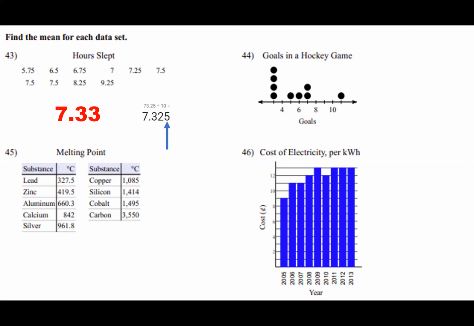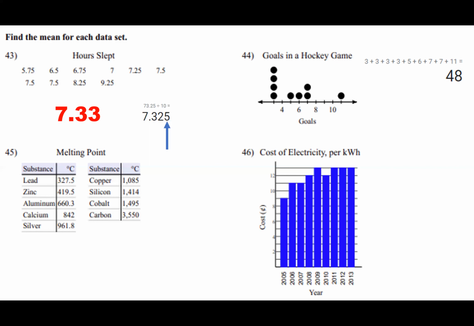All right, let's take a look at number 44. Each dot represents a number. I see on the 3, I see 4 dots, so there's four 3s. There's one 5, one 6, two 7s, and one 11. So for the mean or average, let me add everything to begin with. It gives me 48. Let me divide this by how many numbers I see. I can easily count the dots.